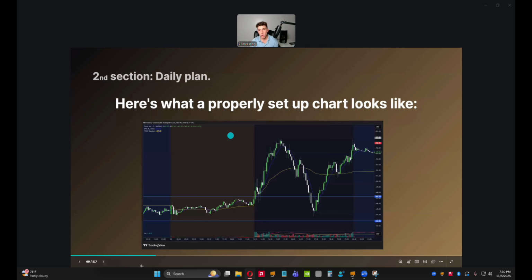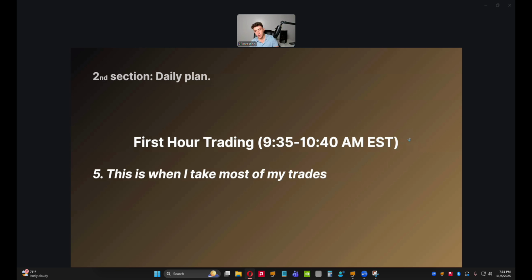So look, here's what a chart set up correctly should look like. Pre-market low, this isn't perfect. So you want to have your VWAP, and you have your pre-market low and pre-market high marked, and your EMA. So look, I take my trades in the first hour every single day from around 9:30 to 9:35 to around 10:40, and then I'm done.